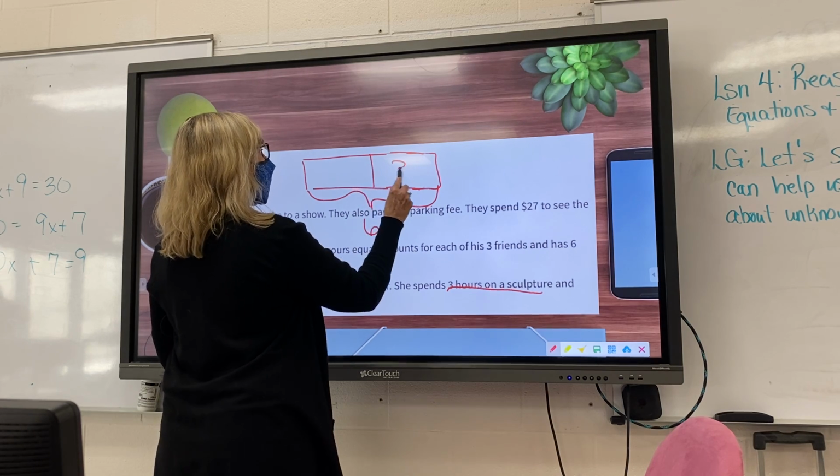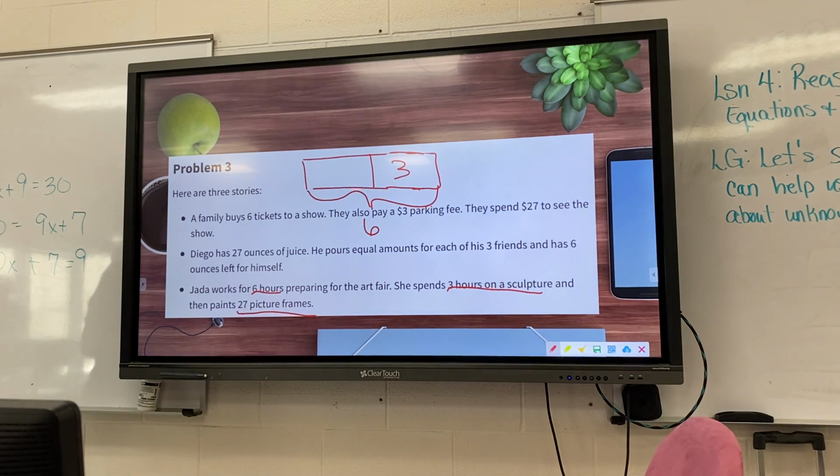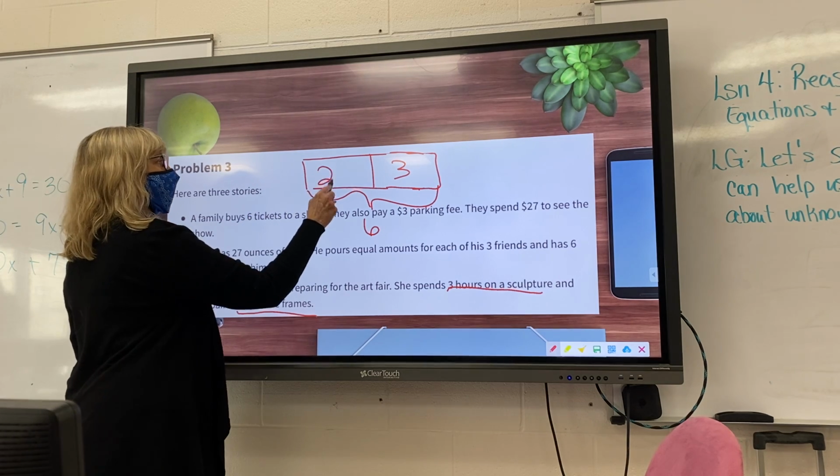Right smack in the middle, huh? Okay, then what did she do? She spent the rest of her time on 27 picture frames. So how would we show that? 27 picture frames, 27 hours. Because what is x representing?